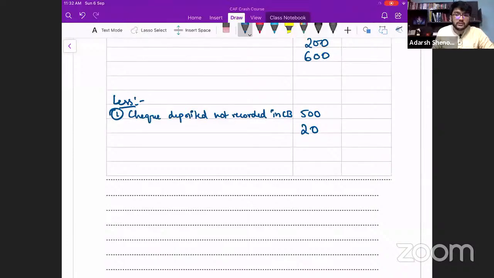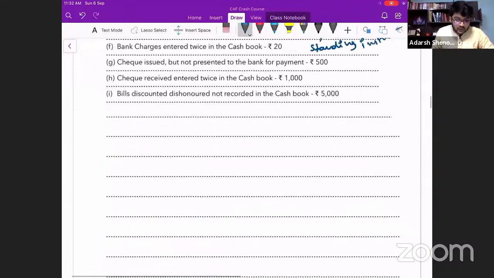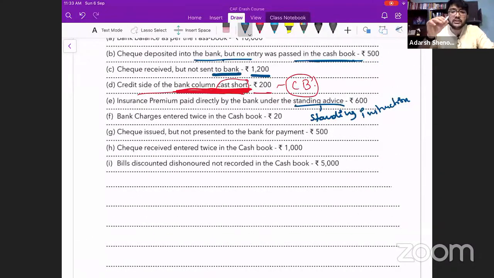I hope everyone is comfortable. I'll repeat this once more. Please pay attention. Bank charges entered twice in the cash book. Now here, because of this particular transaction, the cash book balance is lesser by 20 rupees compared to the passbook balance, because we have reduced the balance 2 times. Should we have reduced it 2 times or only once? We have to reduce only once. So in the passbook they have reduced 20 rupees. In the cash book also we had to reduce 20 rupees. But in the cash book we have reduced another 20 rupees. So that is the mistake.